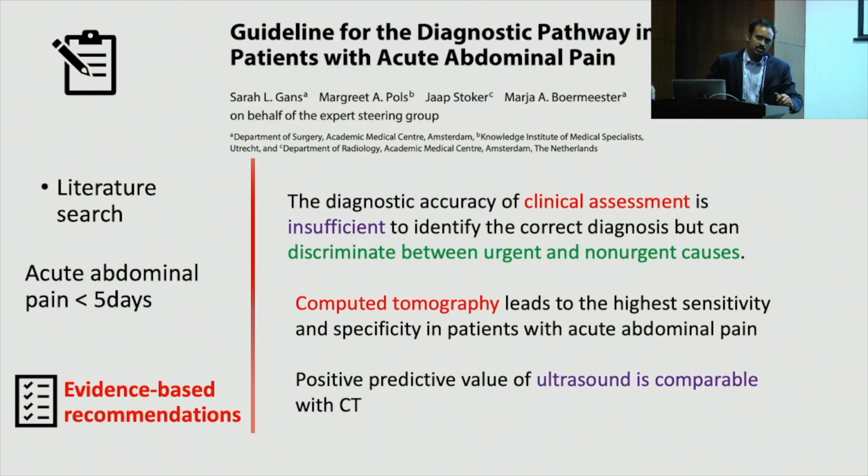So this one study, it's not a meta-analysis, it's like a literature search. They tried to find all cases of acute abdomen that came to hospital with less than 5 days of history, and tried to make some kind of recommendations. What I found is that clinical assessment is insufficient, but it could differentiate between urgent and non-urgent causes. That means it cannot tell you exactly what the cause is, but it can grossly give you an idea.